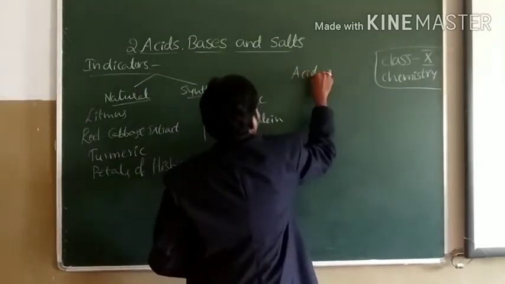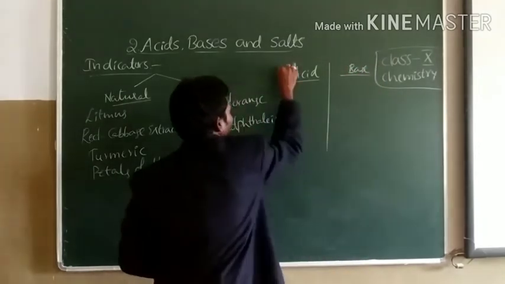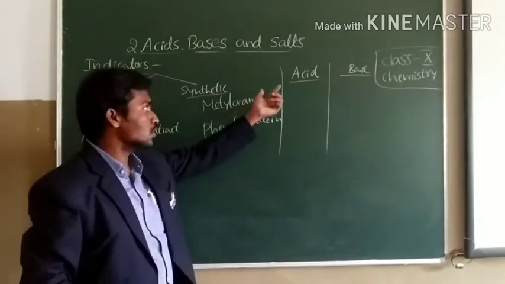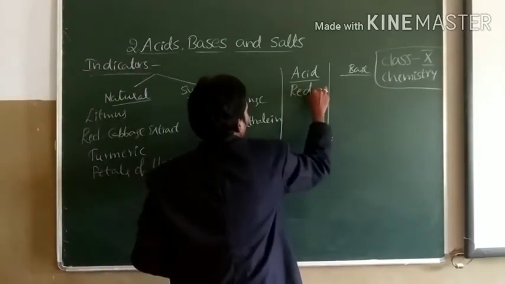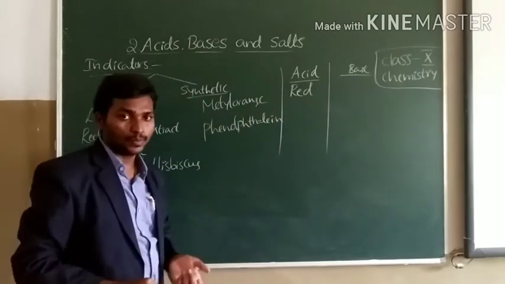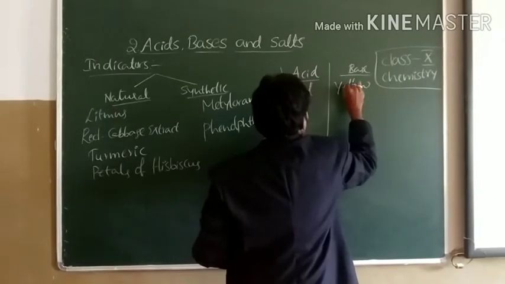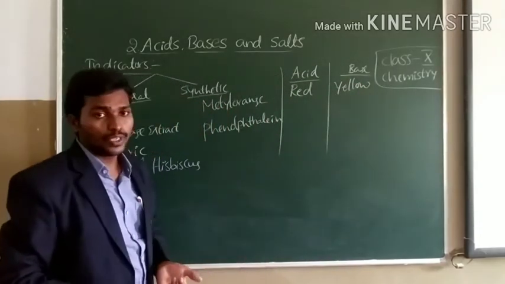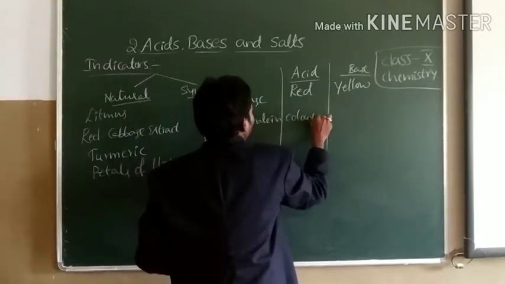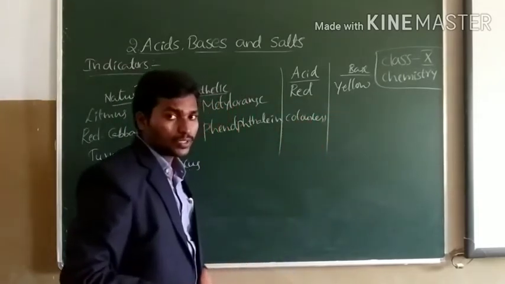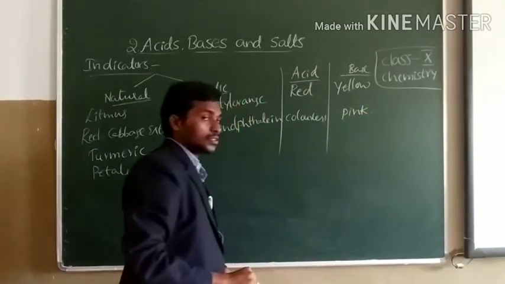Let us see the color shown by methyl orange and phenolphthalein in acid and base. Methyl orange shows red color in acidic medium. In basic medium, it shows yellow color. Phenolphthalein doesn't show any color in acidic medium, so it's colorless in acidic medium. In basic medium, it turns to pink color.